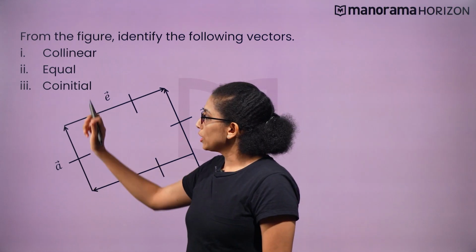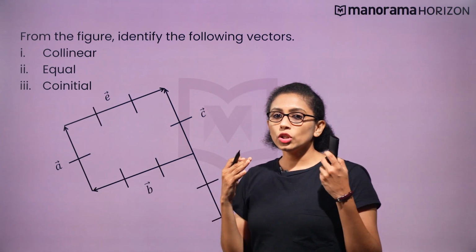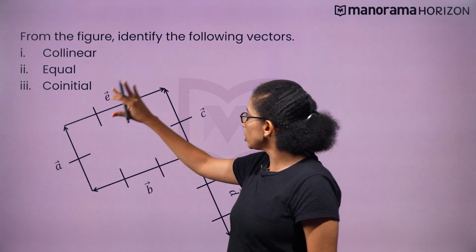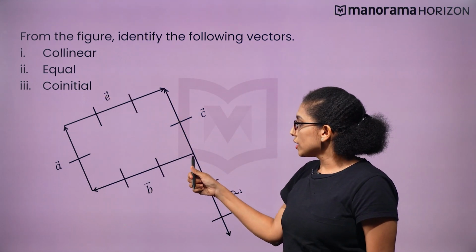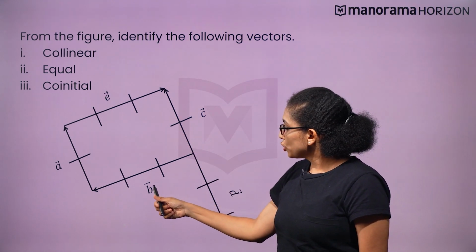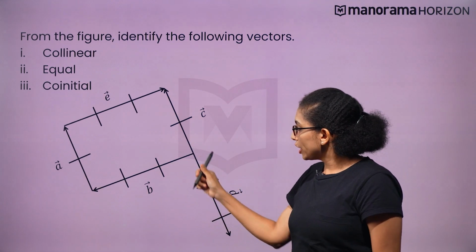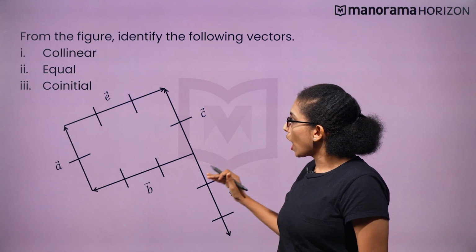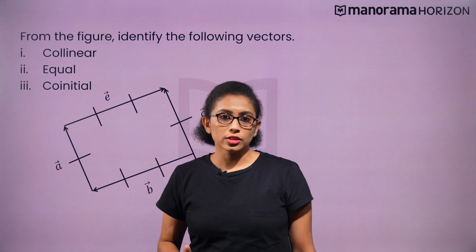Now what about co-initial vectors? Co-initial vectors means they should have the same initial point. So if you closely observe here, if you consider this to be the same initial point, vector B, vector C and vector D have the same initial point. So B, C, D are the co-initial vectors, right?